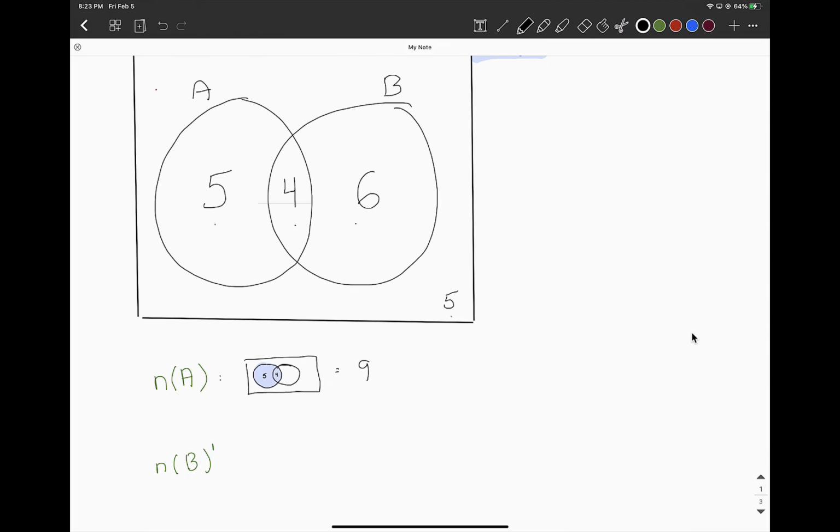Now, that's not the same as saying you're not in B. In fact, that's one of the first little logic puzzles here. Is being in A the same as not being in B?